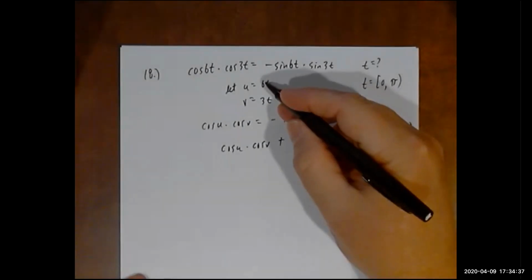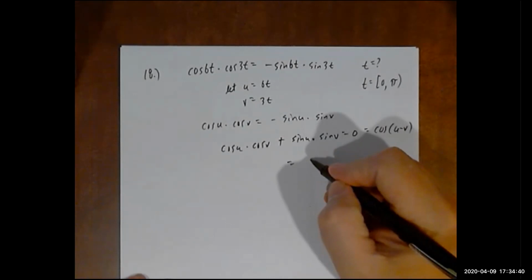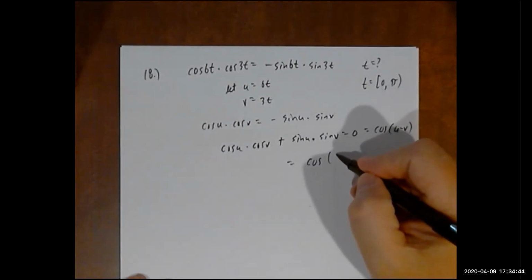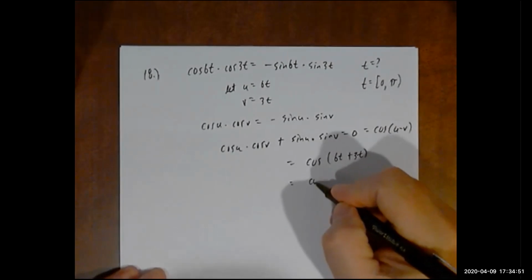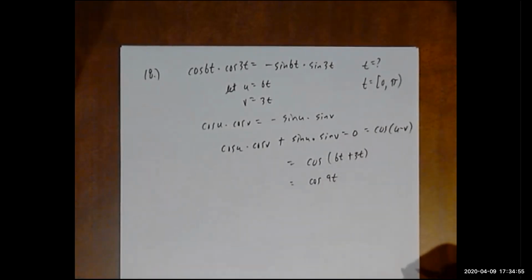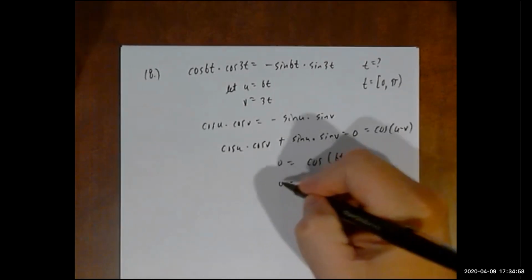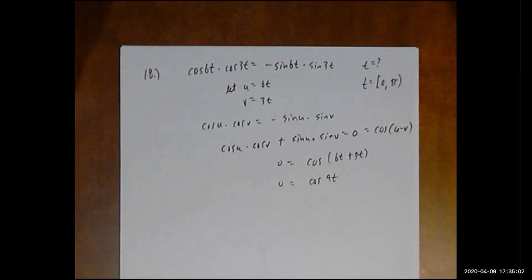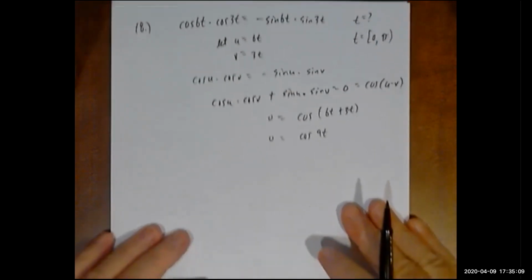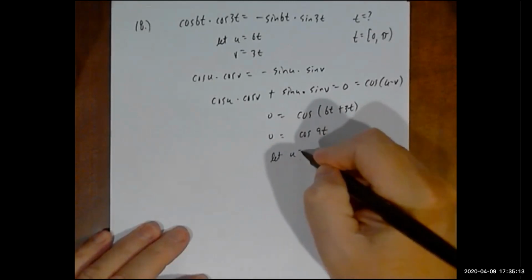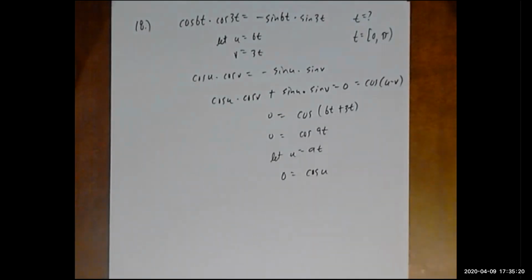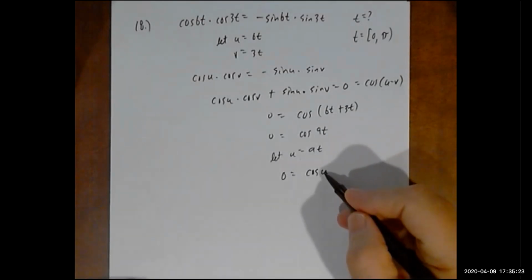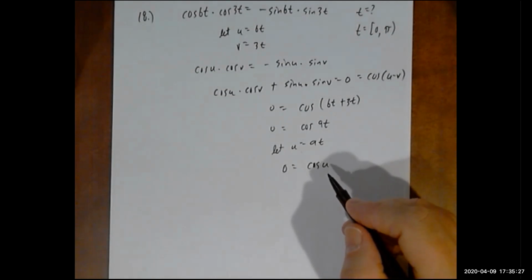Well, u and v are 3t and 6t. So I can just say the cosine of 6t plus 3t, cosine of 9t. Of course, this all equals 0. This whole thing equals 0. And now I need to try and solve it. Well, to solve this, I'm going to have to use my old u substitution. Let u equal 9t. So this becomes 0 equals cosine of u. So now if I think of u as an angle, what's the angle where the cosine is 0?